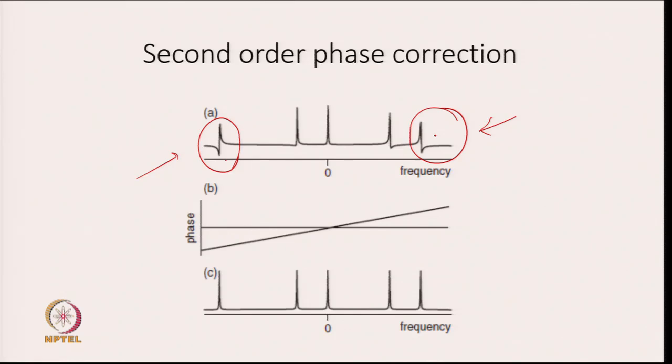So, if you notice here, the phase changes are totally in different directions at the two ends of the spectrum, and for that you cannot multiply by a constant exponential phase function. You have to multiply by a phase function something like this, and when you do that, that is called second order phase correction.